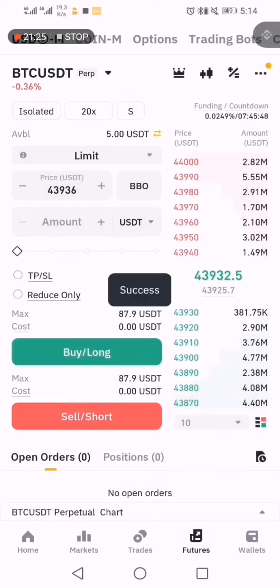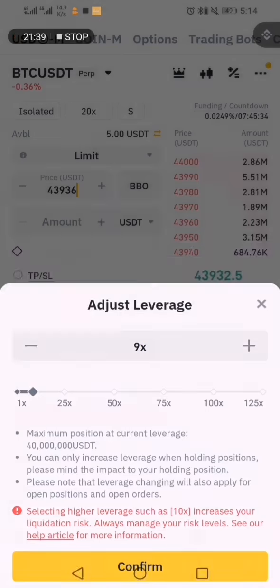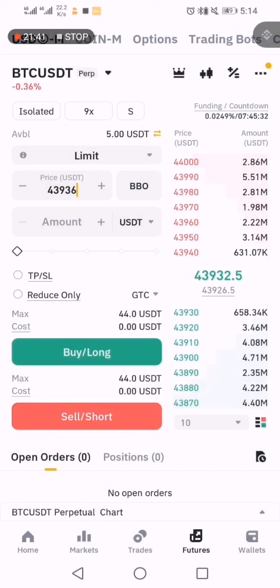I click on isolated, and let's choose the leverage. Always go for the smallest leverage. It's good to go for the smallest leverage. If you choose the big leverage, there's more risk of getting liquidated fast. So, leverage of 9, that's okay.